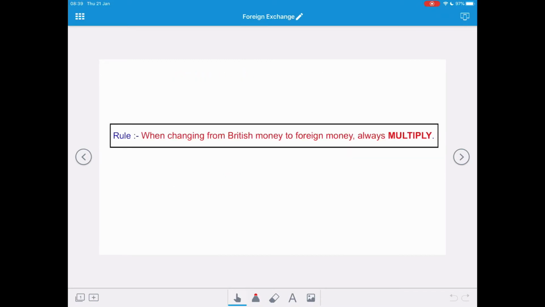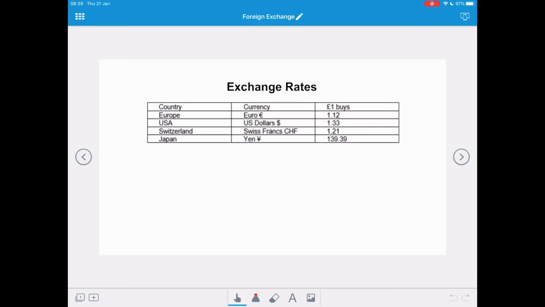Now the rule, when changing from British money to foreign money, always multiply by the exchange rate. Now these exchange rates will be different depending on where you're changing your money, whether it's online or in a bank or post office. But £1 buys each of these different currencies, and you would then multiply by that exchange rate to see how much of that foreign currency you would get. So for example, if we wanted to change into Japanese yen, we would multiply by 139.39.